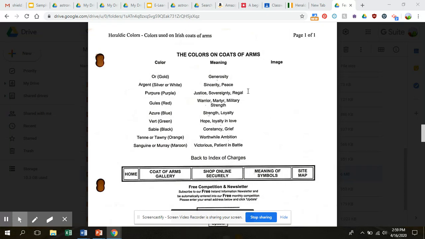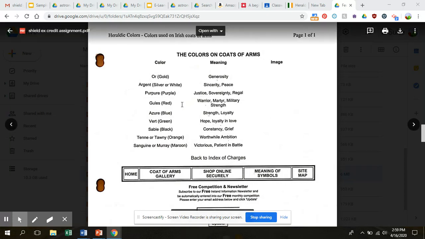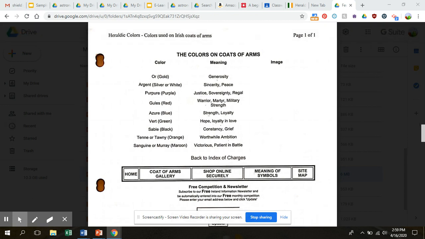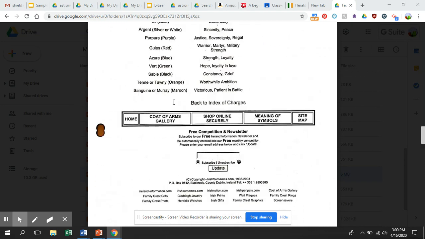So when you choose your 2 colors or more, then you would want to look either here or at the online resource I'm going to share with you. And this is what it means. So let's say purple is my favorite color, but I don't feel like justice, sovereignty, being royal or regal, also being royal. If I don't feel like those really describe me, then I might want to choose a different color. So you have to look at what the meaning is and whether it personally means something to you. Okay.